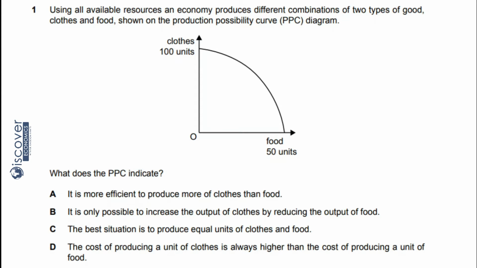Now come back to these 2 choices A and B. In A, it is more efficient to produce more of cloths than food. Yes, this could be done, but see B. It is only possible to increase the output of cloths by reducing the output of food. So this is the assumption of the production possibility curve. So this is the best answer, because this is the assumption. Let's see what is the actual answer. Yes, B is the actual answer. So we are correct with this.